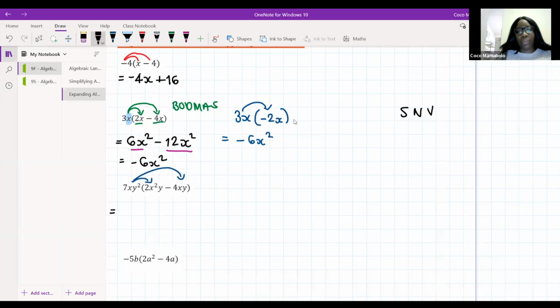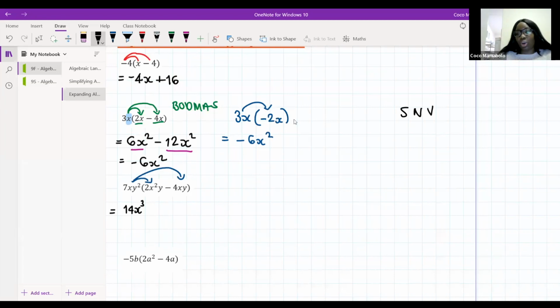Start with the first one. For the first answer, I said 7xy to the power 2 times 2x to the power 2y, and I got 14x to the power 3 and y to the power 4. Beautiful. And then I said 7xy to the power 2 multiplied by 4xy, and then I got 28x to the power 2 and y to the power 3. And then I said 14 minus 28. I'm not sure about that though.